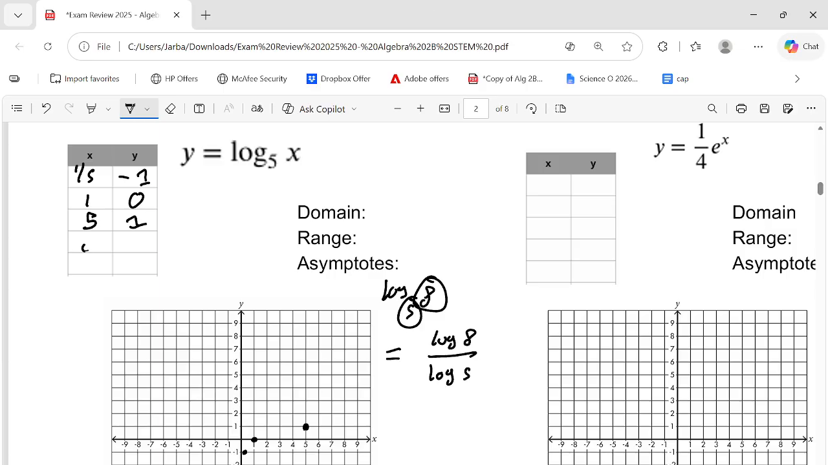So if you were to type log 8 over log 5 in your calculator, I get 1.29. So about right there. If I want to do it for 3 as well, in my calculator I would type in log of 3 over log 5. I get 0.68.